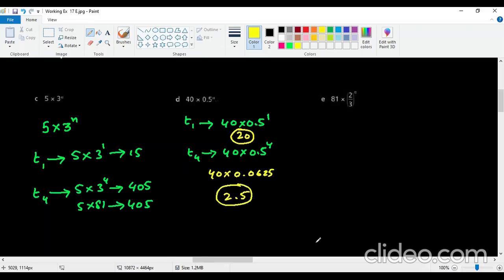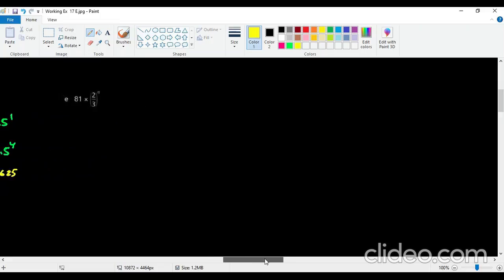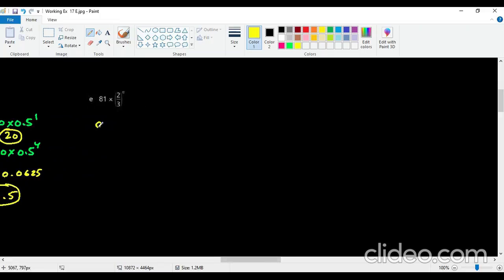Next, moving on to part E, which is 81 times 2 over 3, and the power is 1. So it's going to be the same. That means 81 times 2 over 3. So this is going to be cancelled, using a different pen. It's going to give us 27 times 2, which is 54. Now this is term 1 we are talking about. So term 1 is 54.